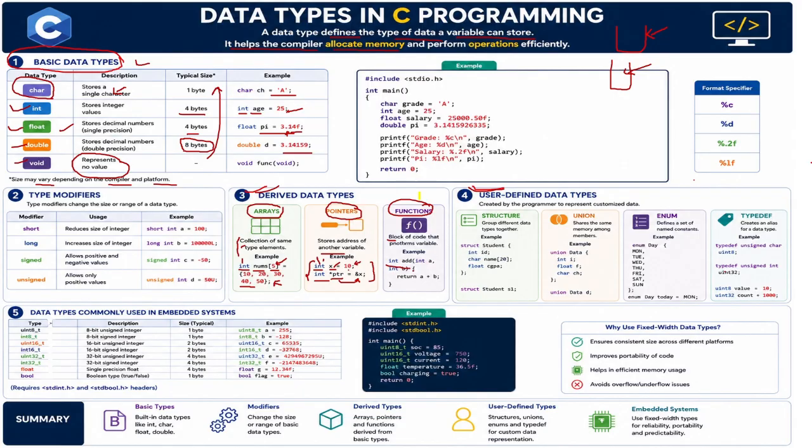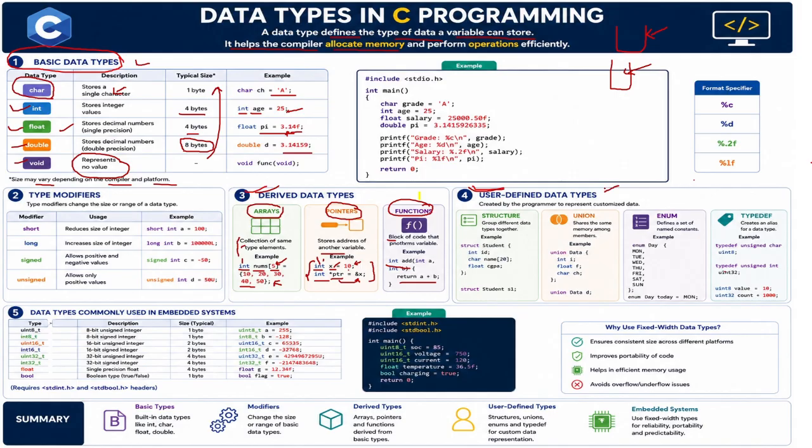Suppose this is a function, and it is adding two numbers, the data of two variables, and in the result you will get the summation of the two variables. So here we are completing the derived data types: arrays, pointers, and functions.